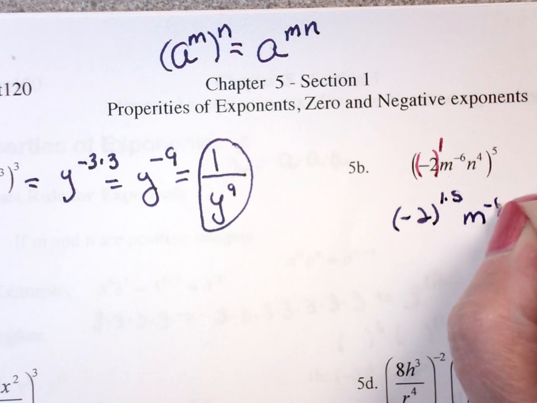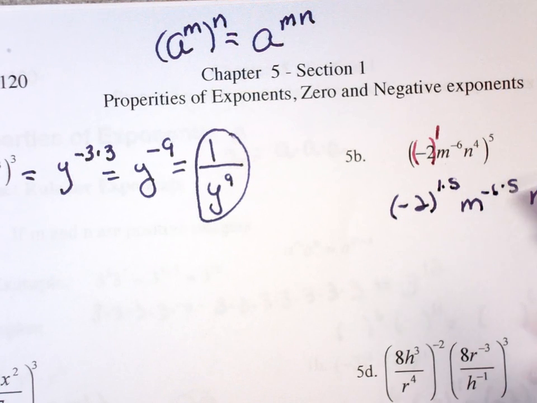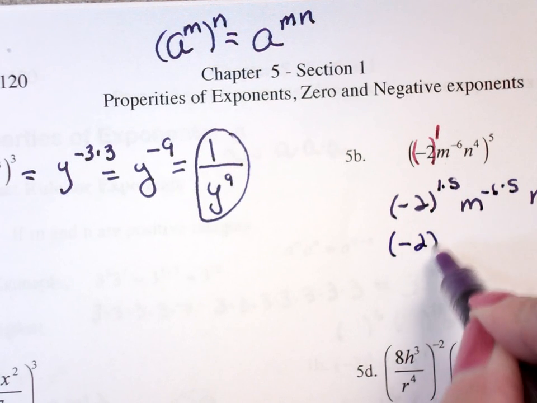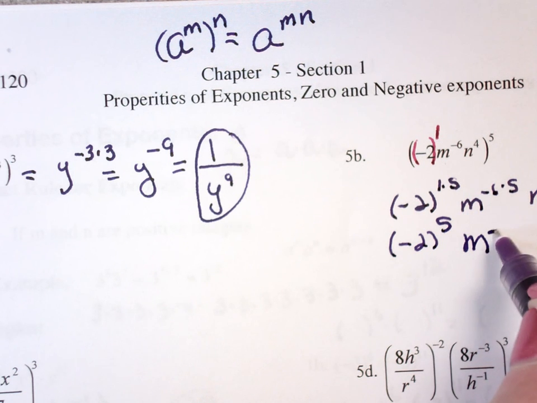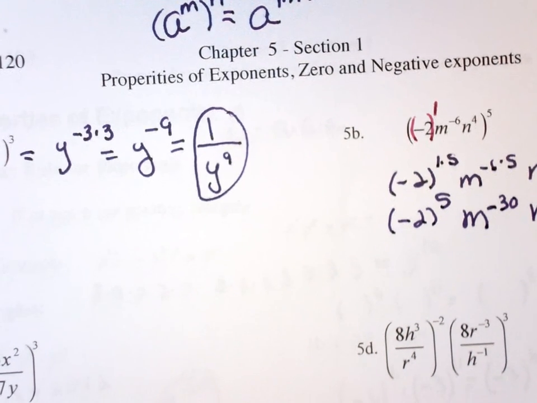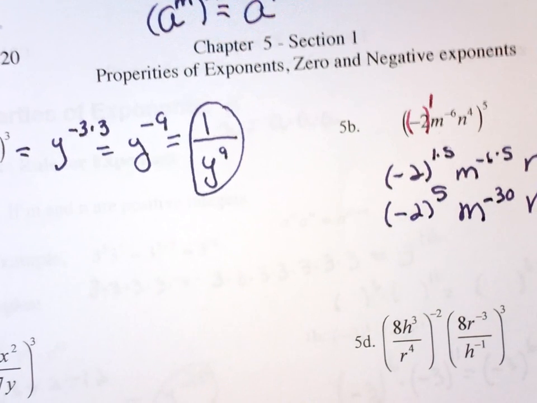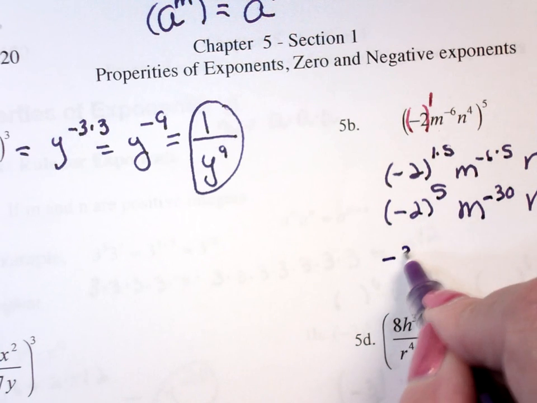m to the negative 6 times 5, n to the 4 times 5, which is negative 2 to the 5th, m to the negative 30, n to the 20, and negative 2 to the 5th is negative 32.